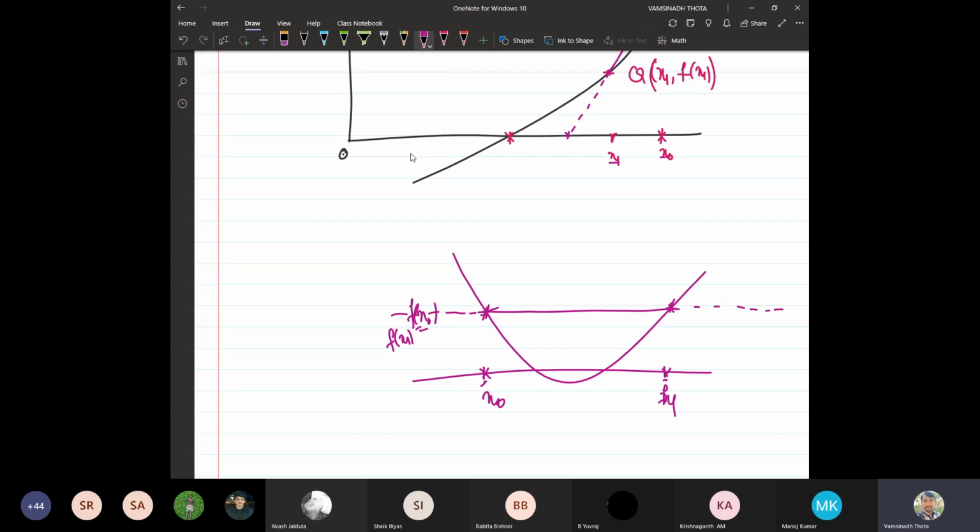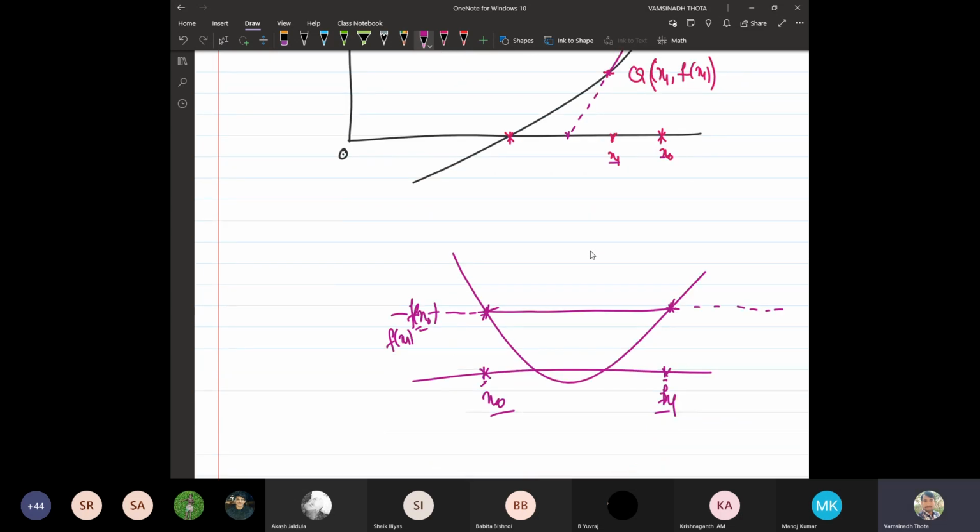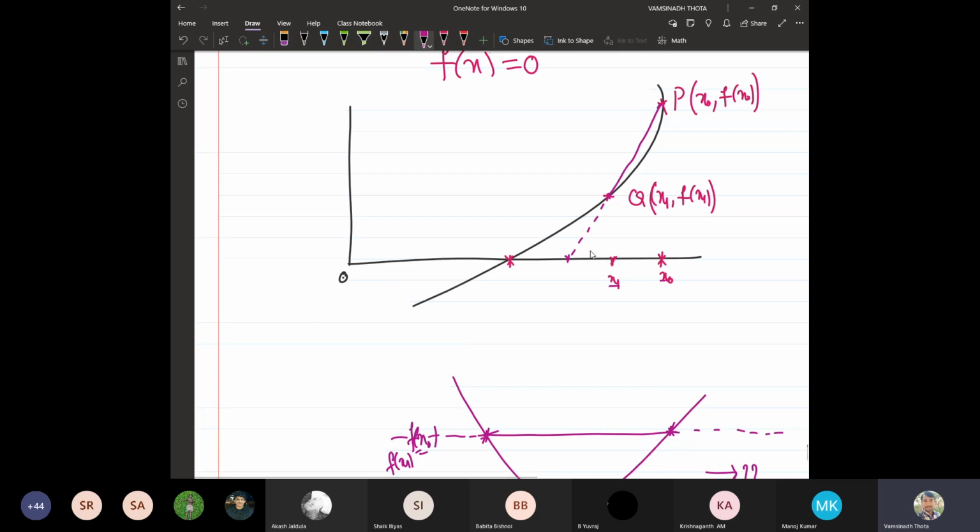So for these kinds of cases, it means that x0 and x1 are not assumed correctly. In this case, we cannot proceed further. We need to change the initial points x0 and x1.